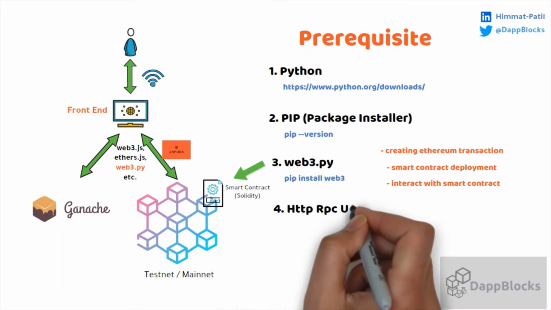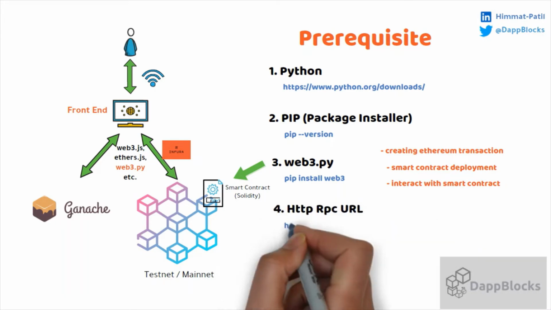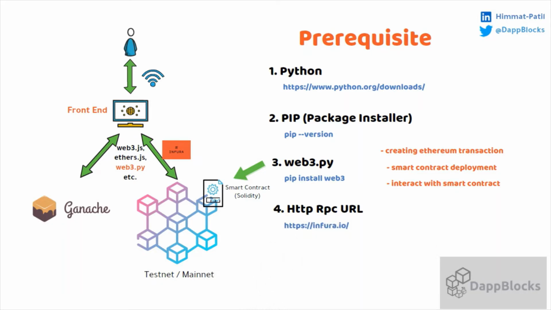Fourth, HTTP RPC URL. Sign up to Infura.io, create a project, and get the HTTP RPC URL by selecting a testnet or mainnet endpoint. The RPC URL is used to connect to the blockchain.